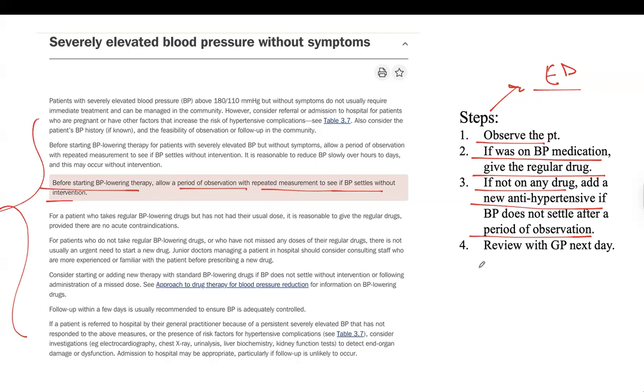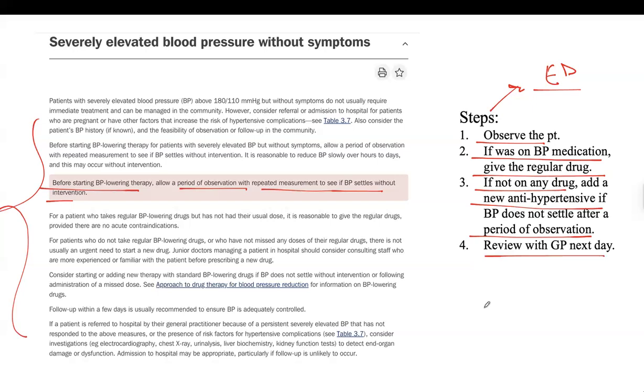So if a patient was not on any antihypertensive, then you keep the patient under observation for a few hours with repeated measurements. See if the blood pressure is settling down. Still not settling down, then you start an antihypertensive medication. And then you ask the patient to review with his GP next day.